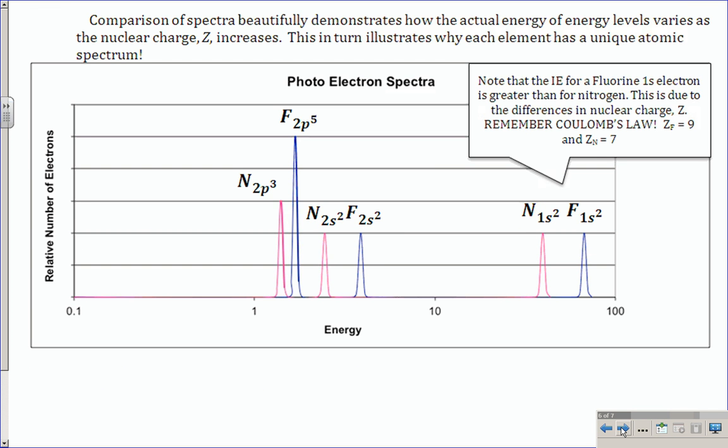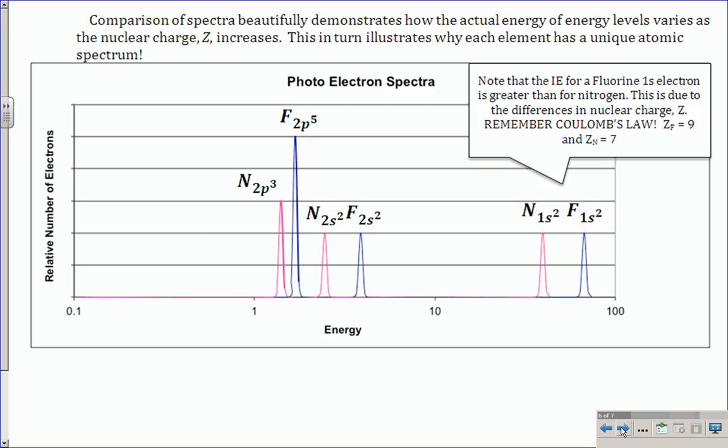Next, one often very useful thing to do is lay two different graphs on top of each other so we can see the differences between the two. So here what we're going to do is look at the differences between fluorine and nitrogen. Now, one of the things I want you to notice is the blue, which is our fluorine, is always shifted to the right in our 1s situation, our 2s situation, and our 2p situation. Well, does that make any sense? Well, yeah, think about it.